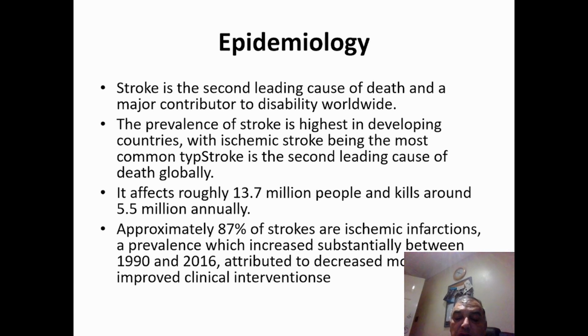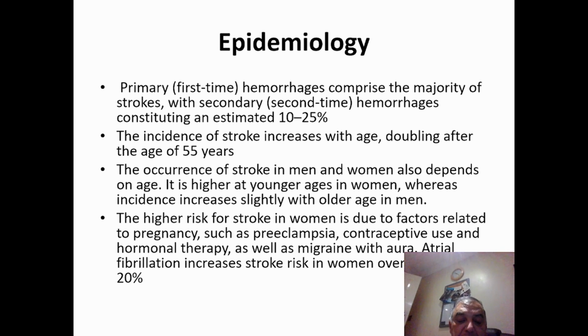Stroke is the second leading cause of death and is highest in developing countries, with ischemic stroke being the most common type of stroke. It's the second leading cause of death worldwide. Now, I've already mentioned that about 85 to 87% of strokes are ischemic, and their prevalence has increased substantially between 1990 and 2016, attributed to various points as indicated.